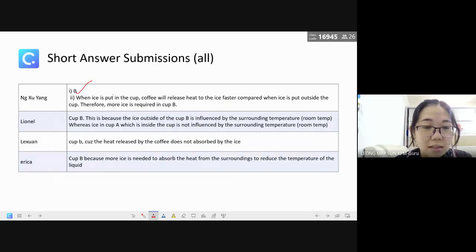Yang, B: ice is put in the cup, coffee will be released. You see, Yang, you're explaining if ice is put in the cup.